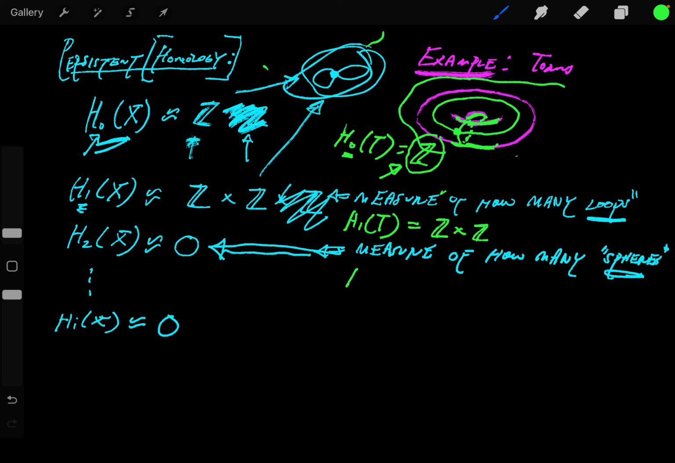Now the question is what about H2 of the torus? And this is the measure of voids, or how many spheres can be embedded. And the answer to that one in the torus is that you could kind of see that there's the inside to this. The inside to that represents one sphere. And then you get Z.